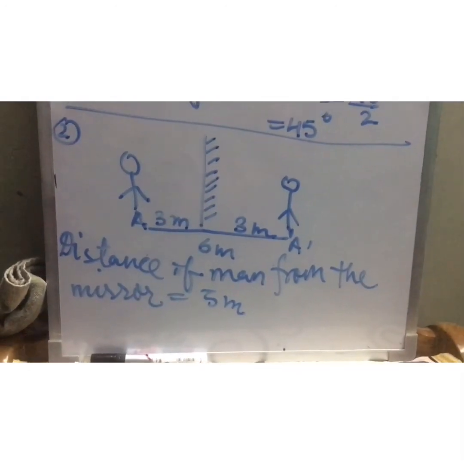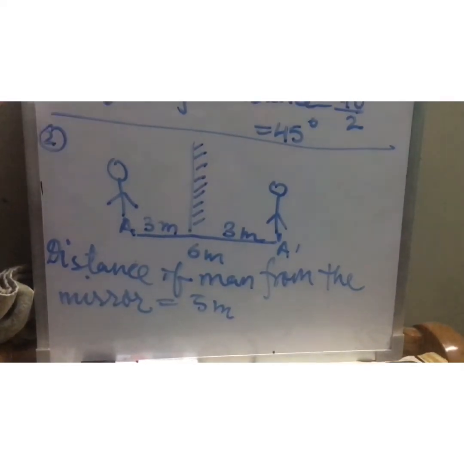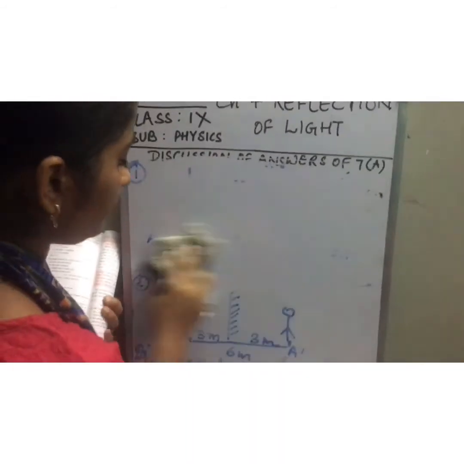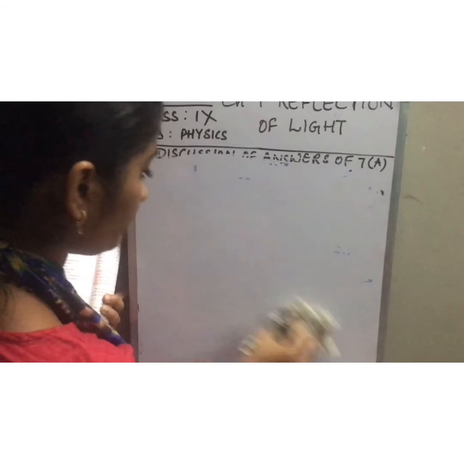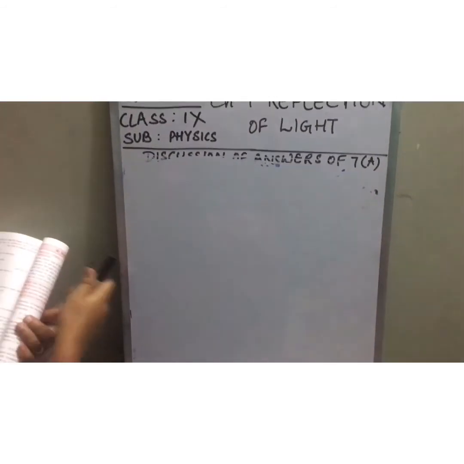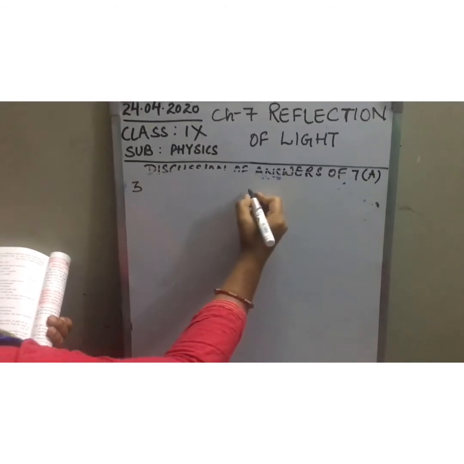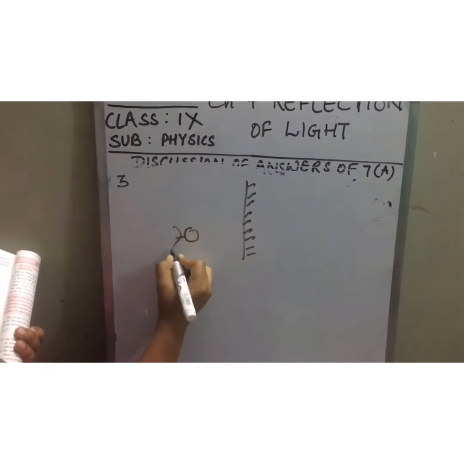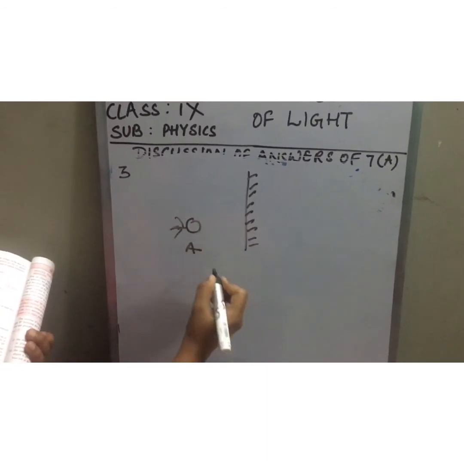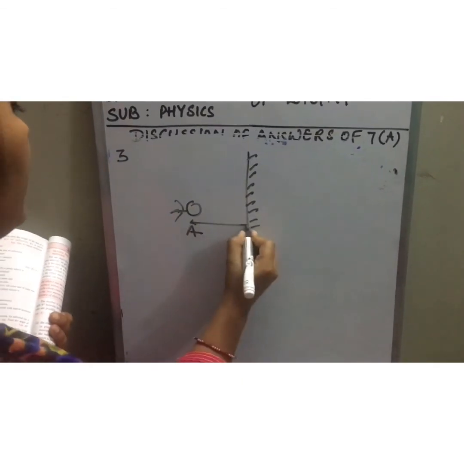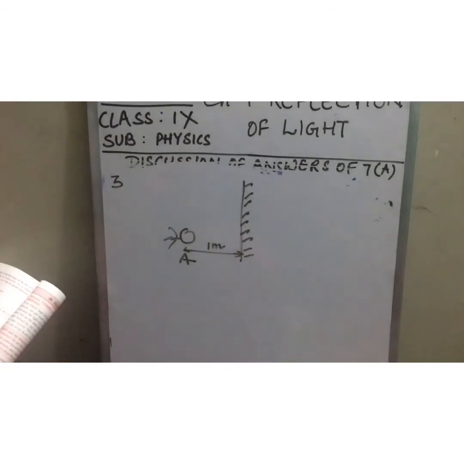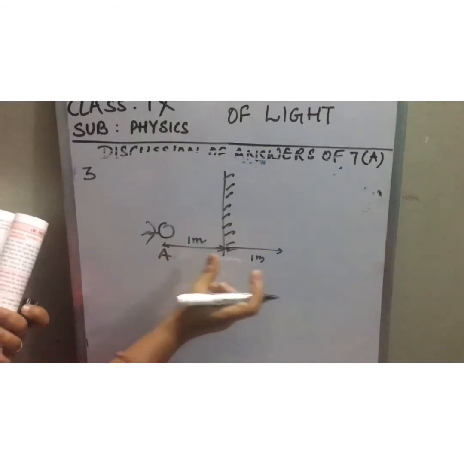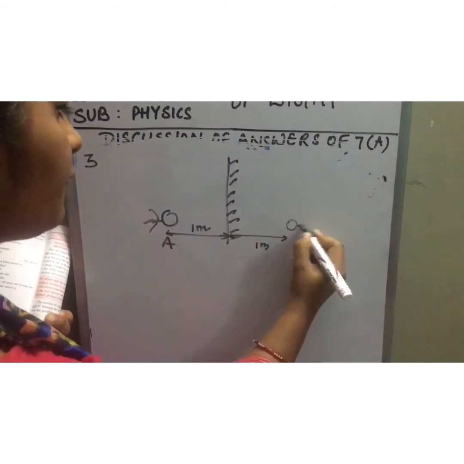Now next question. Question number 3. An insect is sitting in front of a plane mirror at a distance of 1 meter from it. It's a plane mirror. The insect is sitting at a position A in front of the plane mirror at a distance of 1 meter. Now, where is the image of the insect formed? 1 meter behind the mirror, because object distance equals the image distance. So here the image is formed.